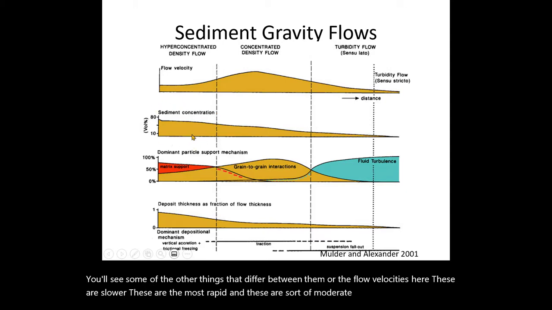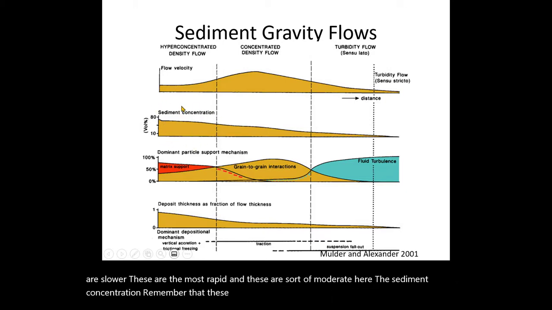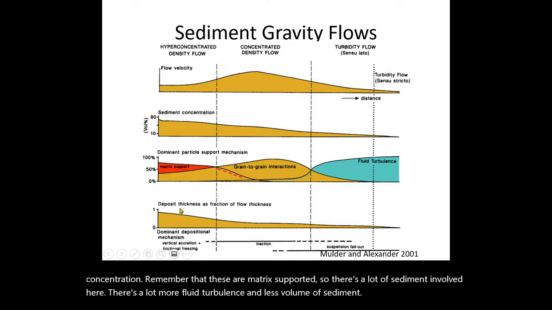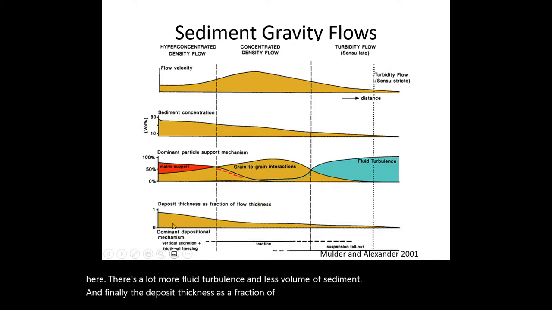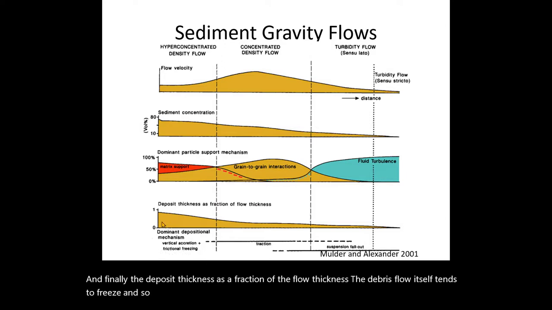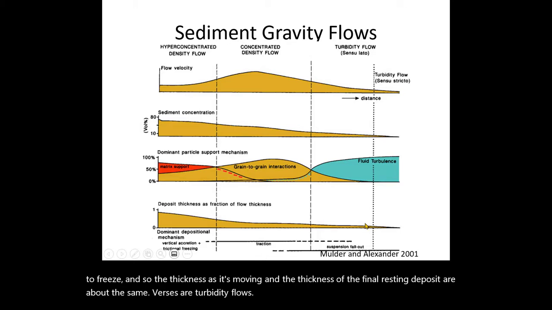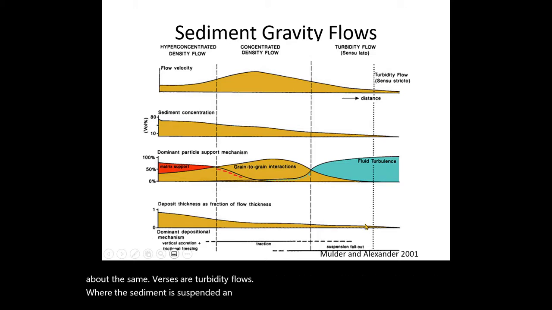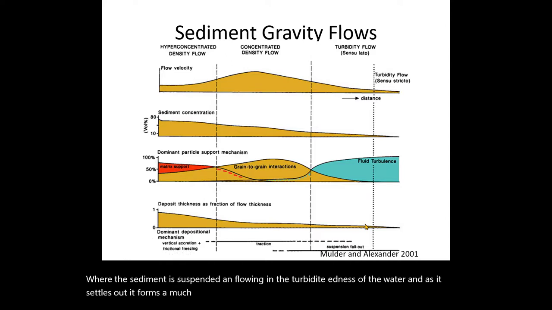Here, the sediment concentration. Remember that these are matrix supported, so there's a lot of sediment involved here. Here, there's a lot more fluid turbulence and less volume of sediment. And finally, the deposit thickness as a fraction of the flow thickness. The debris flow itself tends to freeze, and so the thickness as it's moving and the thickness of the final resting deposit are about the same. Versus our turbidity flows, where the sediment is suspended and flowing in the turbidness of the water, and as it settles out, it forms a much thinner deposit than the actual flow of all of the water and sediment combined.